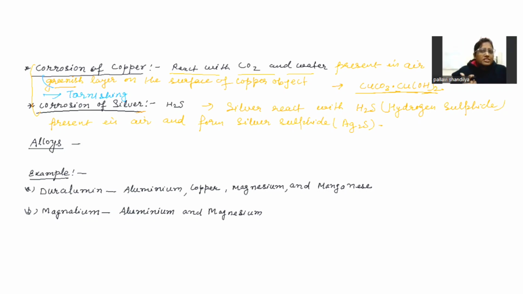So alloys, what is alloys? So that is the homogeneous mixture of two or more metal or one metal or non-metal. So that is basically homogeneous mixture of metal का हो या फिर metal non-metal का हो. Okay, so that is alloys.